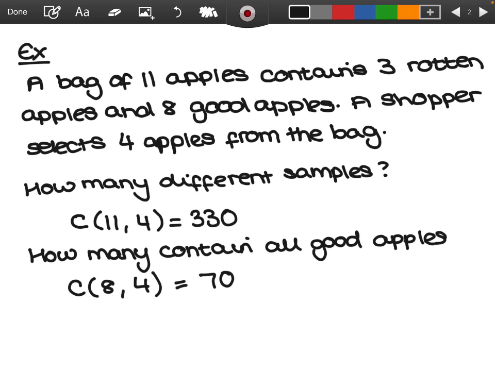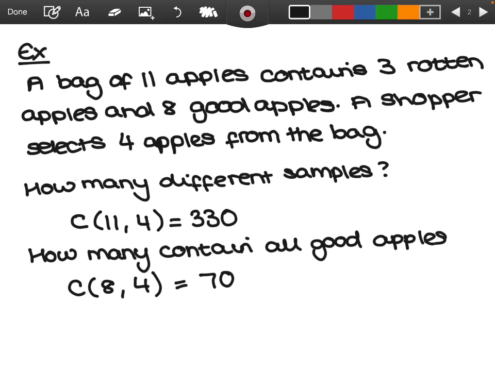First, we want to know how many different samples are there of these good and bad apples when we pick 4 of them out. Again, the order that we pick them out does not matter. It doesn't matter whether you pick out rotten ones first or good ones first. The order of them does not matter, so we're using combinations again. And out of the 11, we're picking 4 of them. The shopper picks 4. So the combination where n is 11 and r is 4 gives you 330. So there's 330 different ways that I can pick out good and rotten apples when I pick out 4.